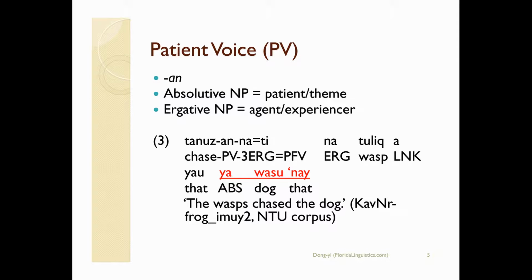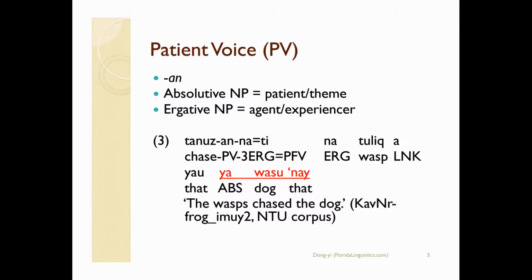When a verb takes a patient voice marker, the absolutive noun phrase is interpreted as a patient or a theme argument, whereas an agent or experiencer argument takes the ergative case marker. For example, in 3, the verb danus, chase, is suffixed with an, the patient voice marker. The ergative noun phrase natulek gayau is the agent, while the absolutive noun phrase yawasu anai, the dog, is the patient argument of the verb.